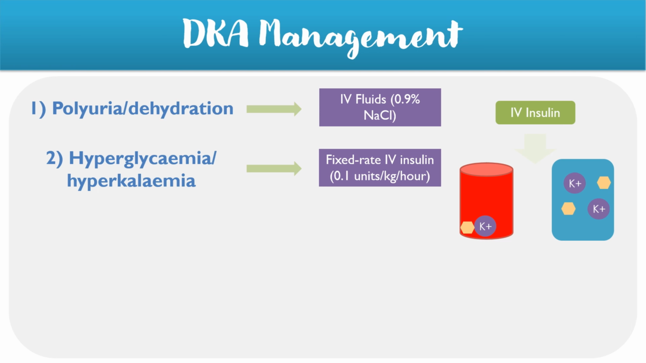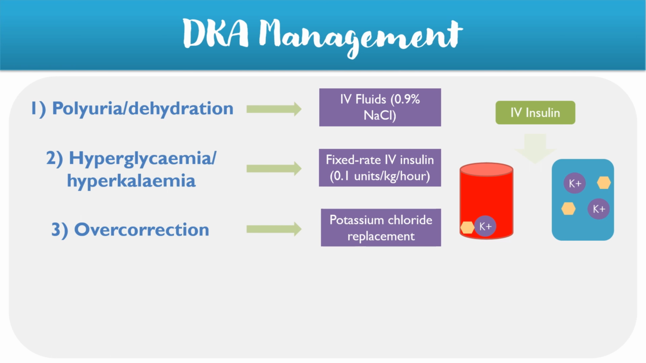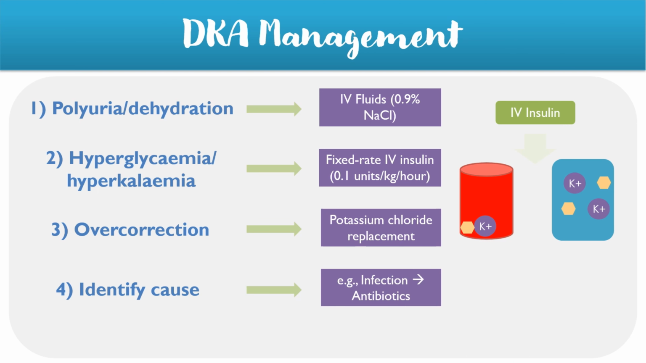Note that there might be an overcorrection where potassium levels decrease too much, so it's important to monitor the levels consistently and replace with potassium chloride if necessary. Finally, it's important to identify and treat the root cause. So for example, in the case of an infection, we can treat this with antibiotics, and we can often combine this with VTE prophylaxis, such as low molecular weight heparin.